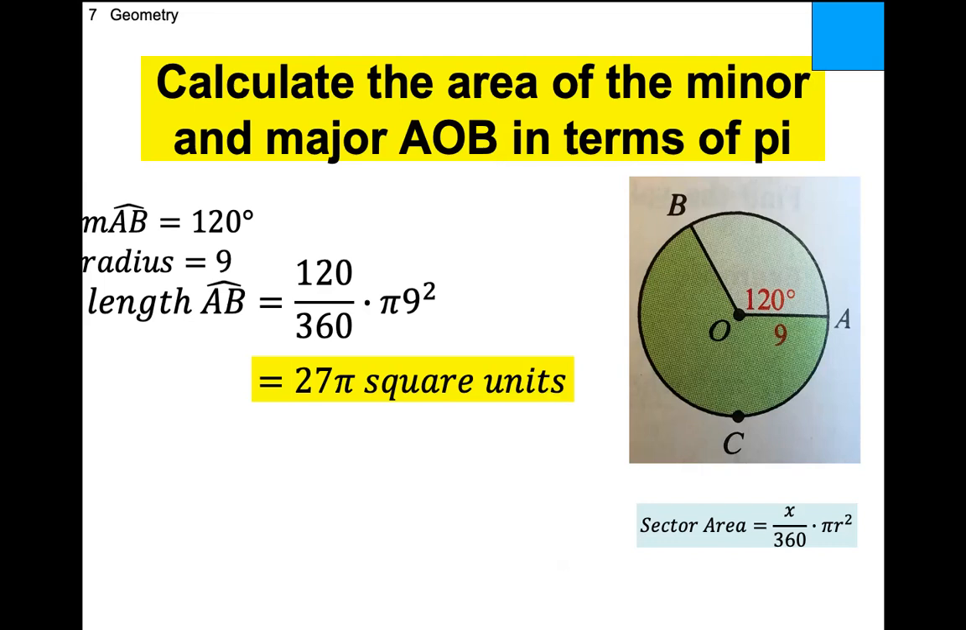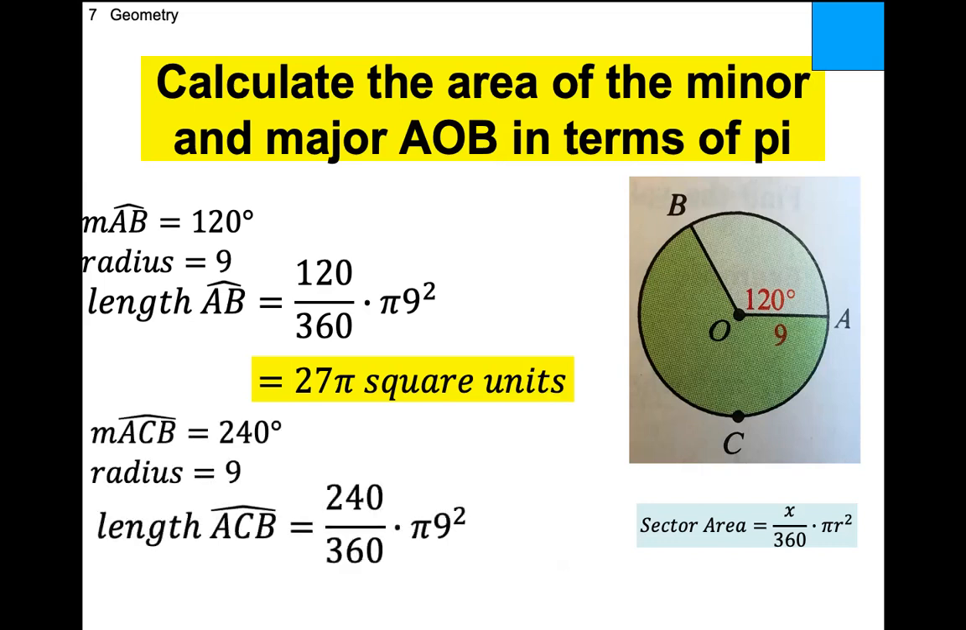Keep talking. And then you would do the 240 over 360 times pi 9 squared. Okay. And then you do Matt's method. Cancel out the zeros. That'd be 2 over 3 times pi times 81 pi. Anything reduce?